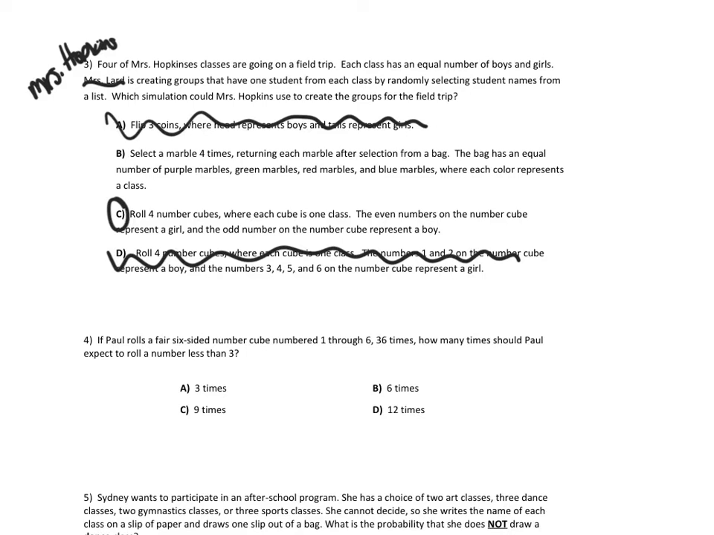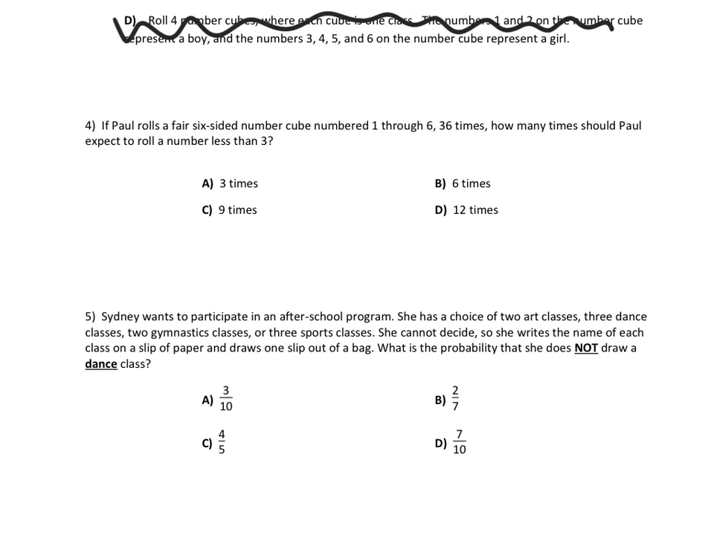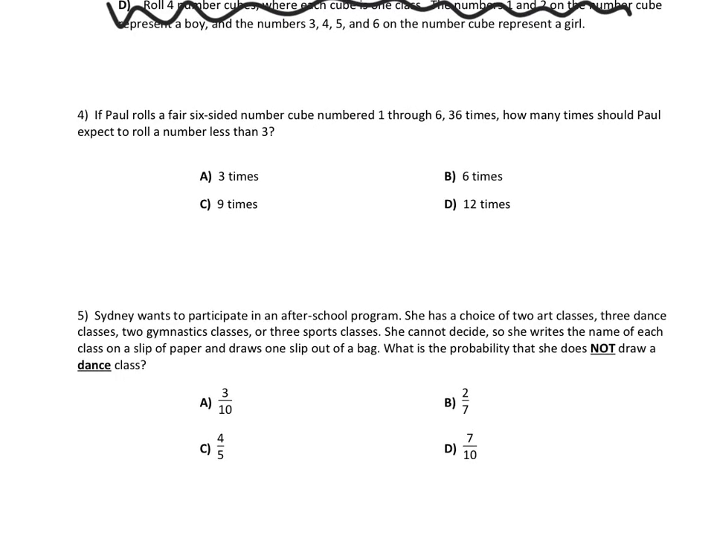Okay, if Paul rolls a fair six-sided number cube, 1 through 6, 36 times, about how many times should Paul expect to roll a number less than 3? Okay, here's where, when it says about how many times, we're going to do a proportion. But first we have to decide what is happening. So we're looking at how many times should Paul expect to roll a number less than 3.